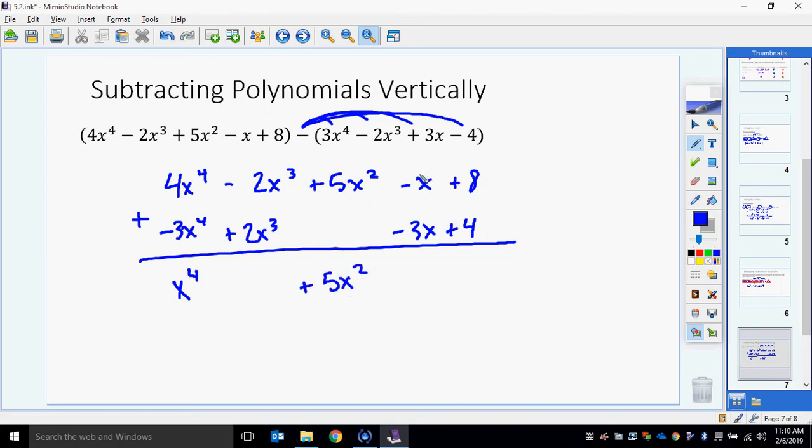I have a negative 1x and then minus 3 more, so I'm at negative 4x, and 8 and 4 are both positive and they make 12. So x to the fourth plus 5x squared minus 4x plus 12 would be my final answer.